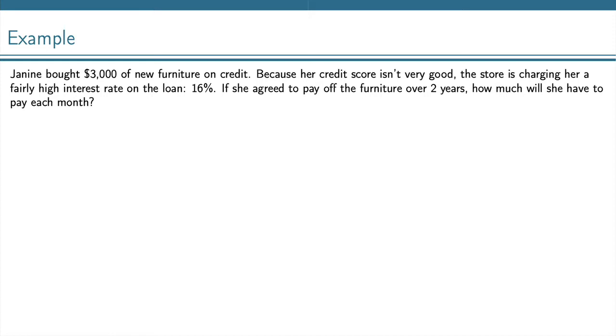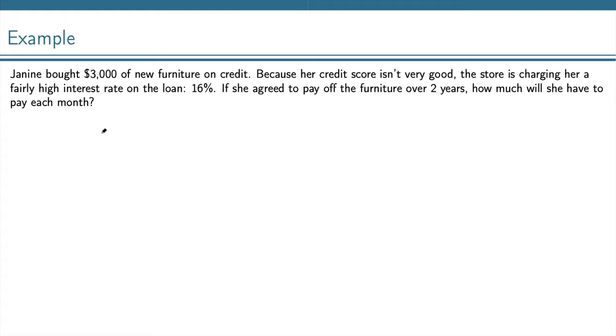Janine bought $3,000 worth of new furniture on credit. Because her credit score isn't very good, the store is charging her a fairly high interest rate on the loan, 16%. If she agreed to pay off the furniture over 2 years, how much will she have to pay each month? So this is a loan that Janine is taking out essentially at 16% interest.